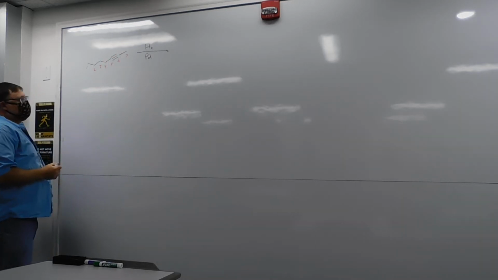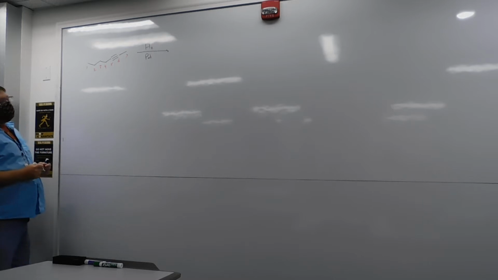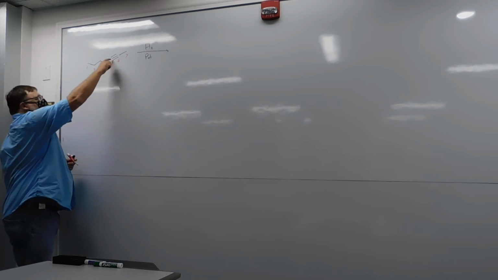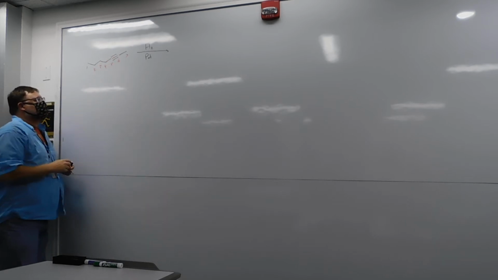I keep drawing heptynes. I drew these on Friday. I meant to draw one more. All right, so there's 7 carbons in that. I just want to drive home that these triple bonds are always 2 carbons right there.